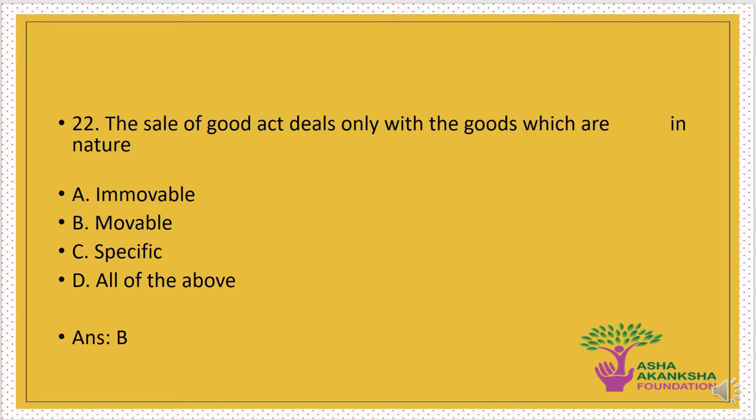The next question is: the Sale of Goods Act deals only with the goods which are dash in nature. Fill in the blanks. The options are A. Immovable in nature, B. Movable in nature, C. Specific in nature, or D. All of the above. The correct answer to this question is option B, that is, the Sale of Goods Act deals with goods which are movable in nature.